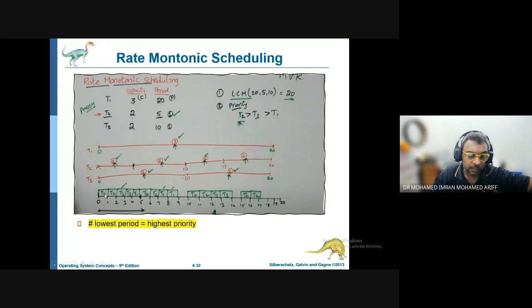So T2 arrives at time zero, enters at zero. So the waiting time for this box is zero. Here it's the same because it's straight only. Straight only. So this is the same. That means this T2 is not different from this. So the waiting time for T2 here is only zero.